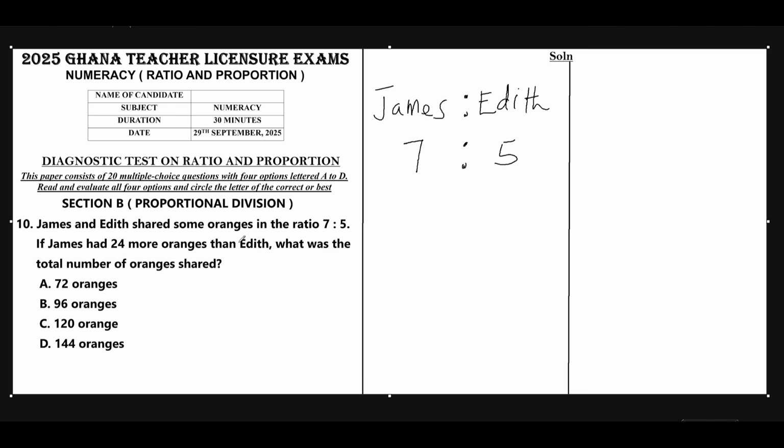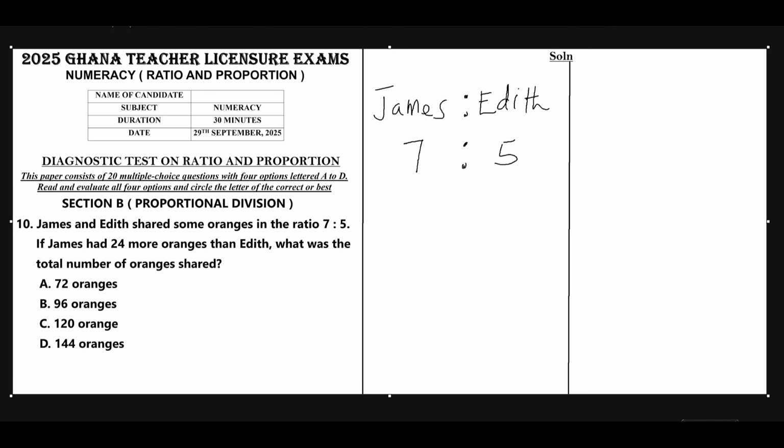So first of all, let's look for a ratio that corresponds to 24 oranges. From the given ratio, we see that James' ratio is 7 and then Edith's ratio is 5. So it is clear that James will receive more oranges than Edith. But specifically, James received 24 more oranges than Edith. So what's the meaning of 24 more oranges than Edith?